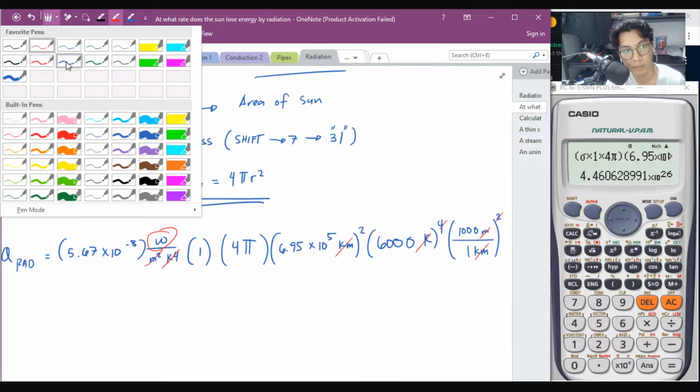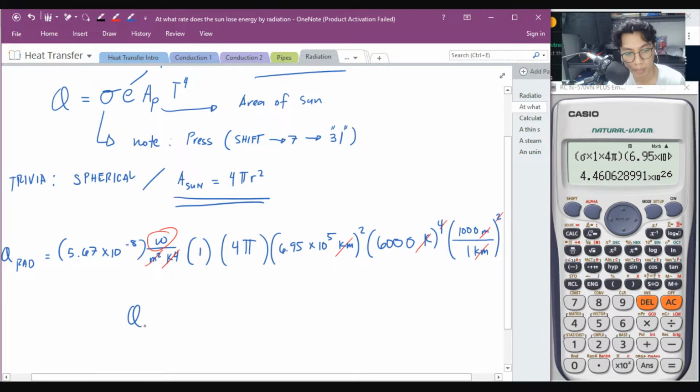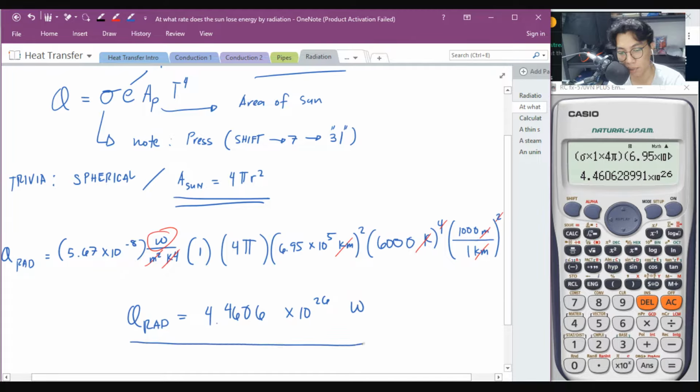Now, the value for your Q is 4.46 times 10 to the 26 power watts. That is the amount of energy that the sun gives off. Okay? That is for problem number 1.